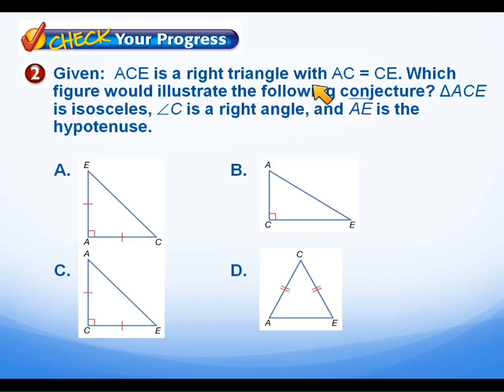So I want a right triangle, which automatically rules out D, right? That AC is the same as CE, and that AE is the hypotenuse, the side opposite the largest angle, and angle C is the right angle. That would be C, right? Angle C is the right angle, AC is the same as CE, and AE is the hypotenuse. Okay? So they gave us that conjecture and just had us match up the figure.